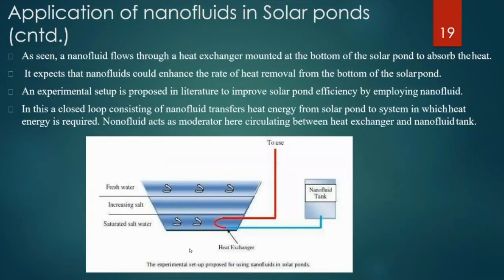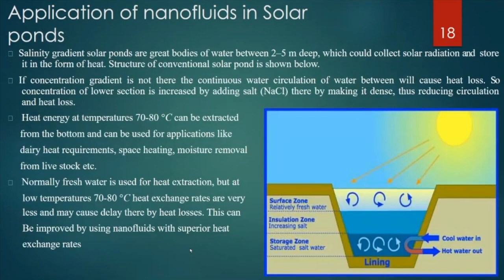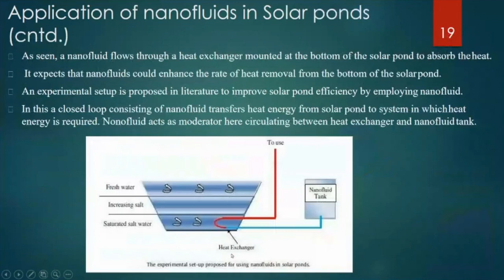Solar pond, I think you have studied what a solar pond is. A solar pond uses a salinity gradient. Solar ponds are large bodies of water between 2 to 5 meters deep, which can collect solar radiation and store it in the form of heat. The structure of a solar pond is below. The hot water is in the bottom zone, with layers according to salinity, and in this also we can use nanofluids.